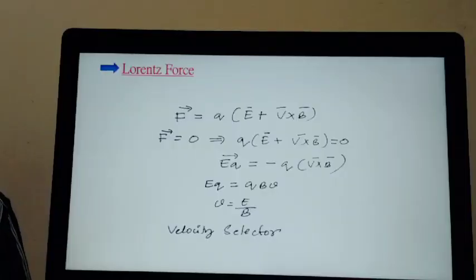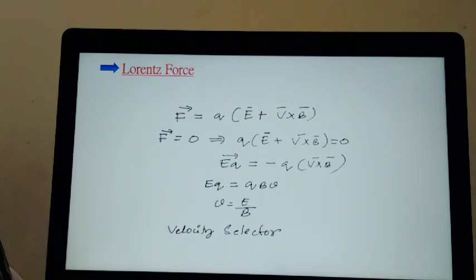So when you have a moving charge subjected to simultaneous electric and magnetic fields, it will experience a net force which is the sum of electric force and magnetic force. That force is known as the Lorentz force. So the Lorentz force is the sum of electric force and magnetic force experienced by a moving charge subjected to simultaneous electric and magnetic fields.